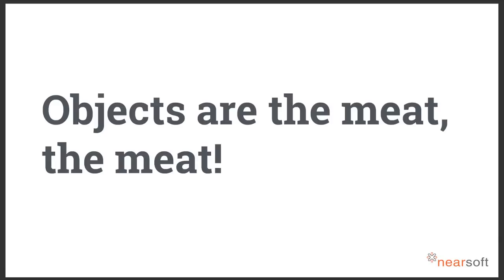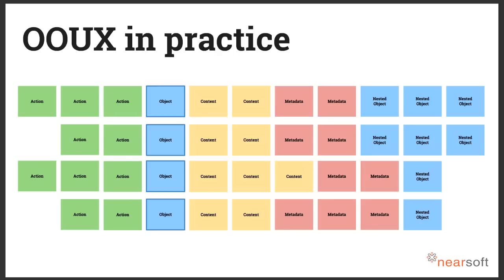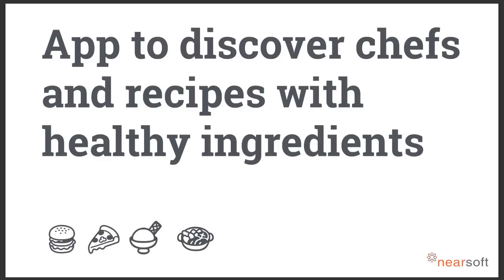And this is how the exercise looks in real life. This is basically an exercise with sticky notes in which you're going to define the complete architecture of your product even before moving one single pixel or writing one single line of code. This is going to be the map of your complete application before you build it. And let's go back to our example of our chef applications and recipe applications. So we are building an app to discover chefs and recipes with healthy ingredients, right?